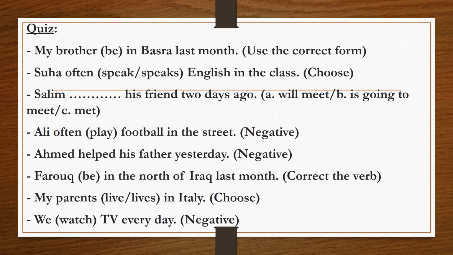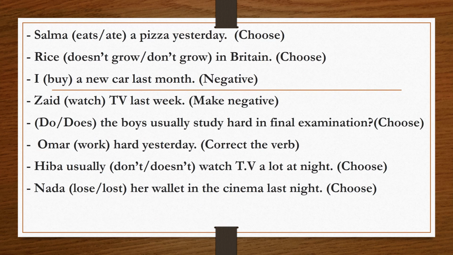And so on with the rest. She often speak or speaks English in the class. Choose one of these. Rice doesn't grow or don't grow in Britain, choose.